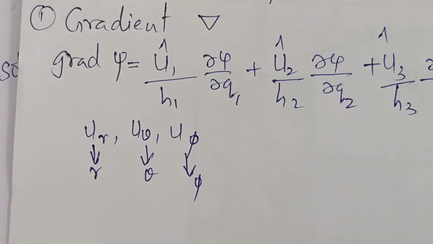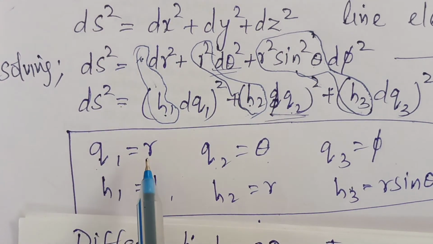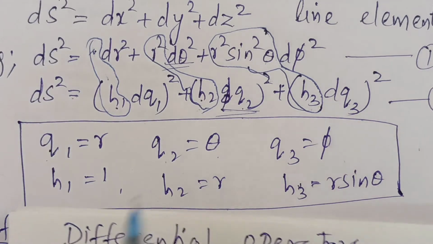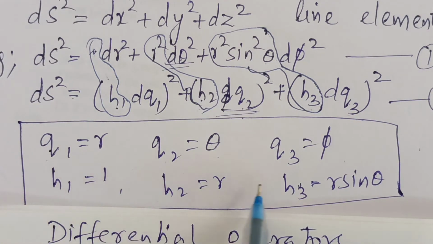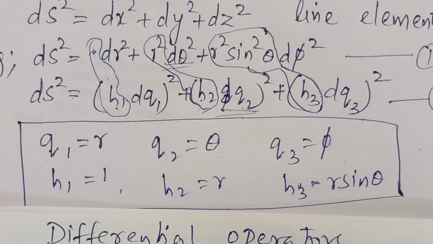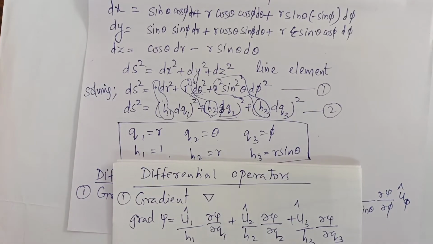Now, in spherical polar coordinates, what are the values we are having? We have already written: q1 is equal to r, q2 is equal to theta, q3 is equal to phi. Similarly, h1 is equal to 1, h2 is equal to r and h3 is equal to r sine theta. So, simply we are going to substitute it. Let us see how we are going to substitute this one.